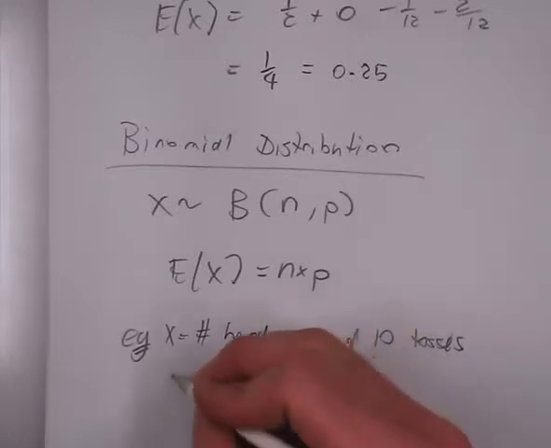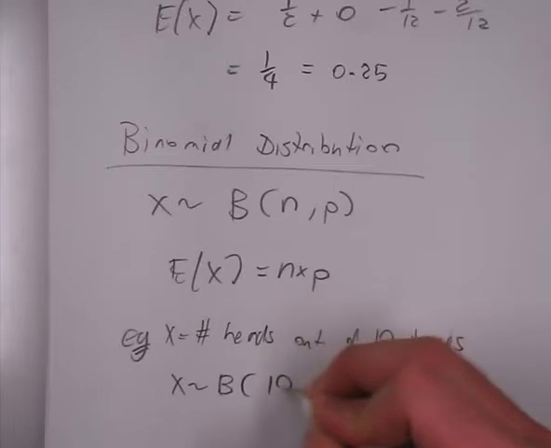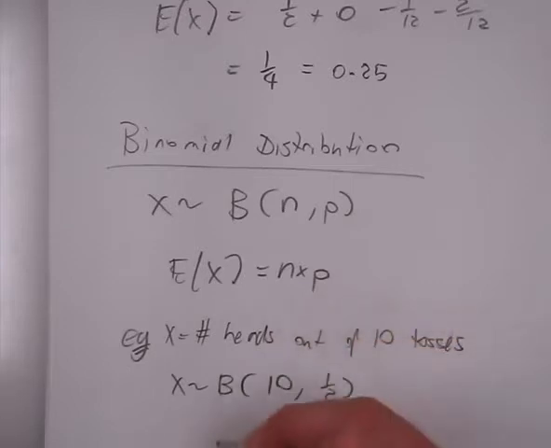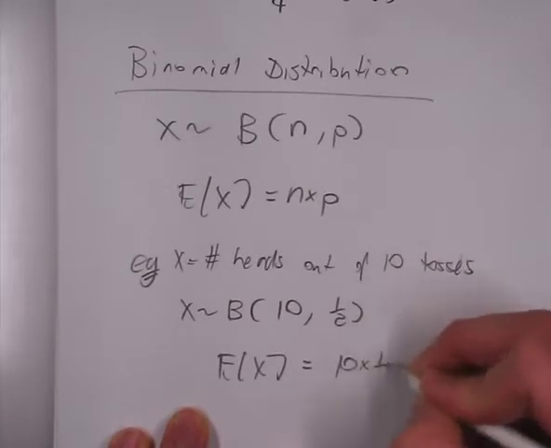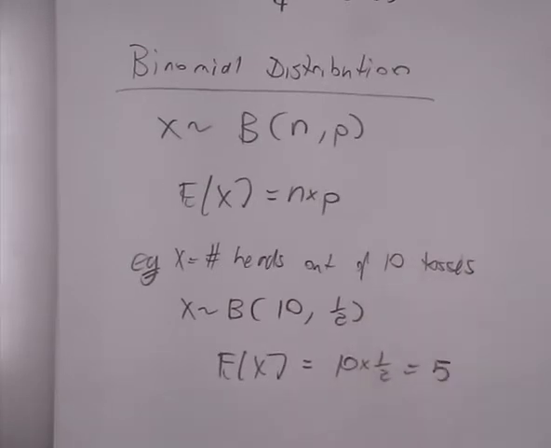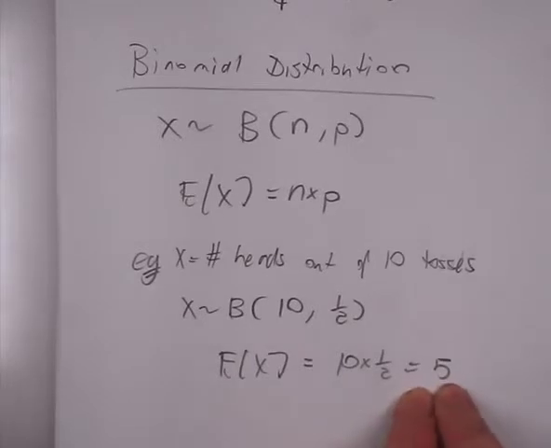X is a binomial distribution with 10 trials and the probability is a half, so the expected value of X should be 10 times a half, which is 5. With the binomial distribution, it's particularly simple because it matches what you would really expect to happen. You toss a coin 10 times, half of them should be heads, so I should get 5. That's the expected value of the number of heads, and that's exactly how it works for a binomial distribution.